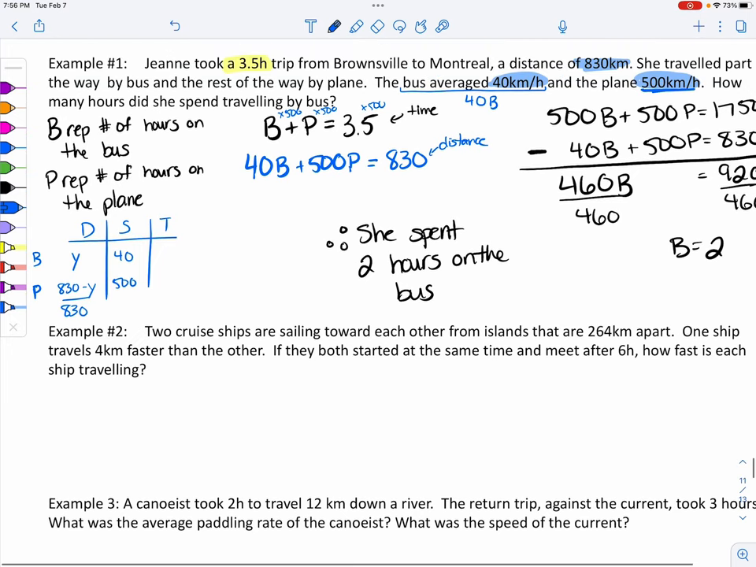Okay, and then the time on the first question. The total time was 3.5 hours. I don't know how it was broken up, but maybe there was X amount of hours on the bus. That means it was 3.5 minus X on the plane. And you could get the same correct answers with these equations.